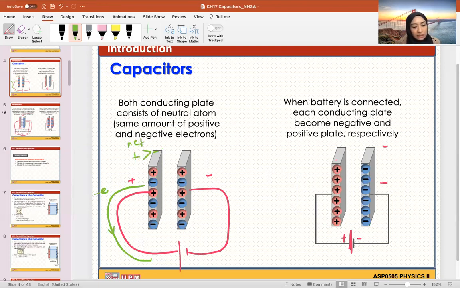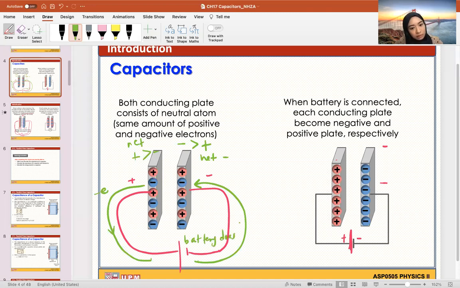Where do these electrons, these negative charges, go? They will go to this one. So now this one is receiving the negative charges, and it will have more negative charges compared to the positive. So now this one will have a net negative. So that is how it's done. Only the negative charges will move, and one will donate, one will receive. Who does the work? It's the battery.